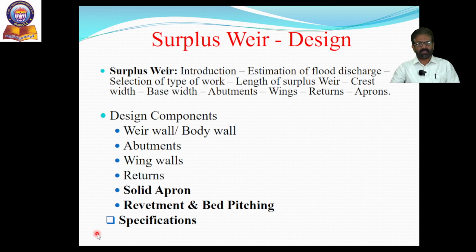As mentioned earlier, if you go through the syllabus once again: introduction, estimation of flood discharge, selection of type of work regarding the weir, length of the surplus weir, crest width, base width, etc. Then followed by some of the protective works like abutments, wing walls, returns. So these are all discussed earlier. Now in this present video, we are going to discuss the design of solid apron, and also revetment and bed pitching as a miscellaneous work, some specifications, etc.